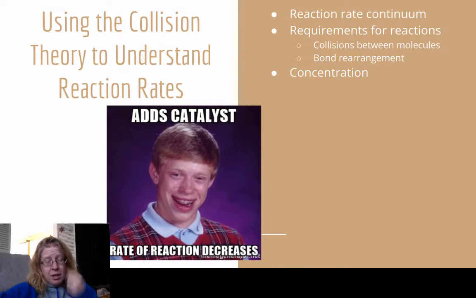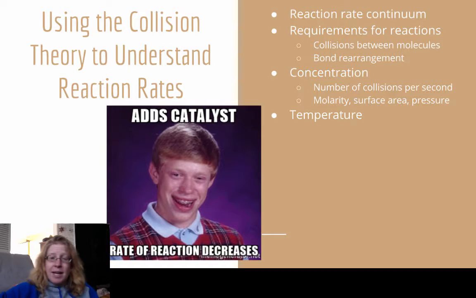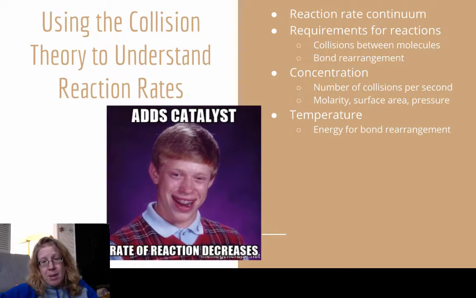So number 1, concentration, and concentration can increase the number of collisions per second because we simply have more atoms or reactants present in a container. We talked about molarity, surface area, and pressure, the ways that concentration gets affected in solutions, in solids by powdering them to increase surface area, or with gases and pressure. The second thing is temperature. Temperature increases the amount of energy that's present for that bond rearrangement. And remember, no matter how many collisions you have, if they don't have enough energy to actually rearrange, then they're kind of worthless collisions. So temperature is really important in terms of increasing reaction rates.